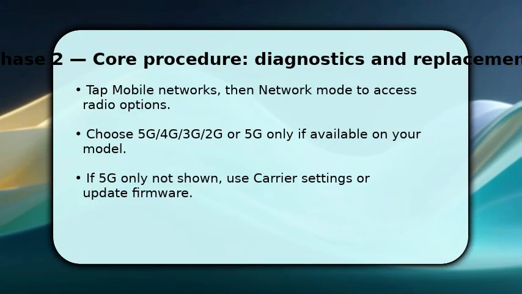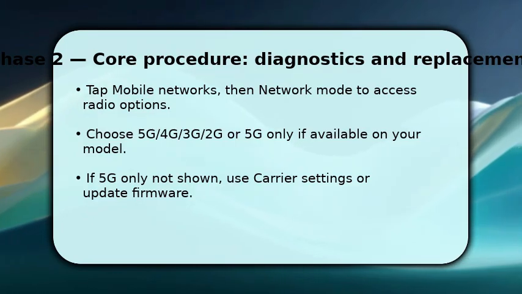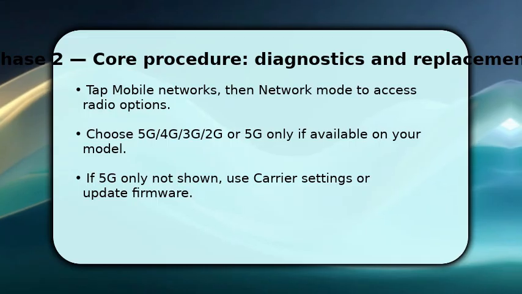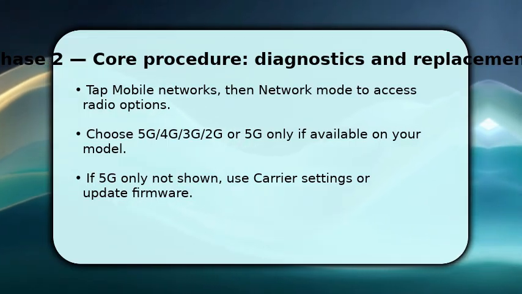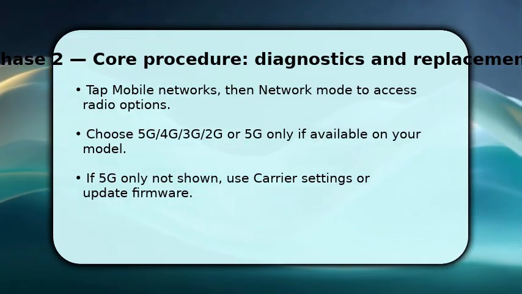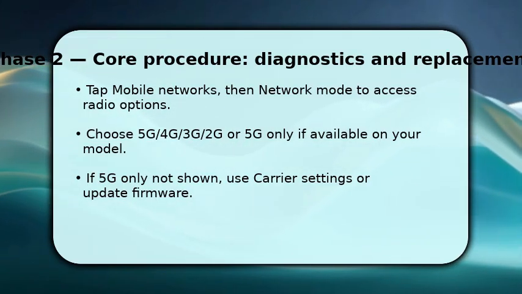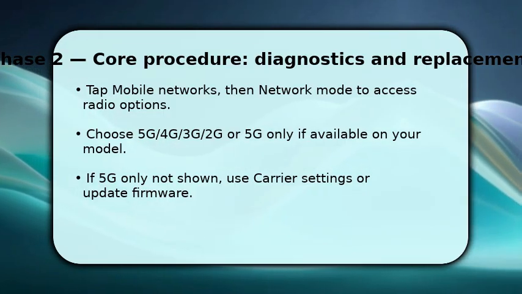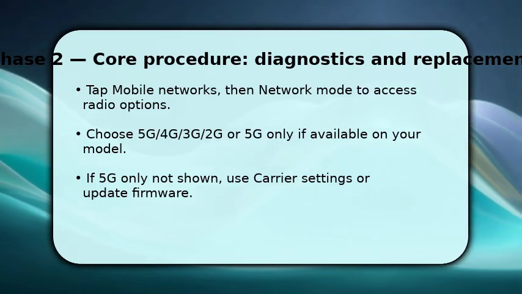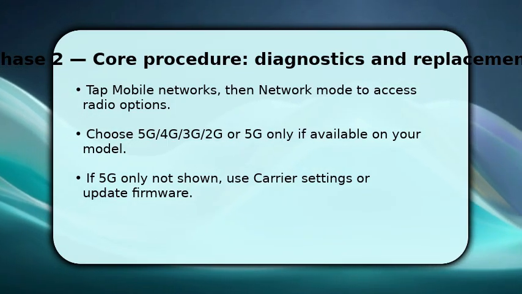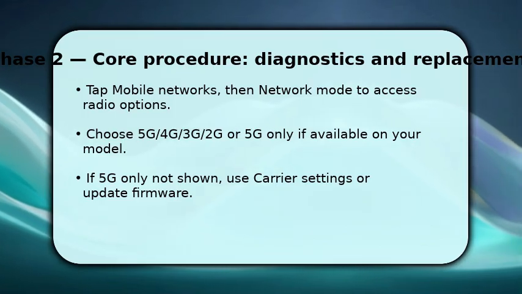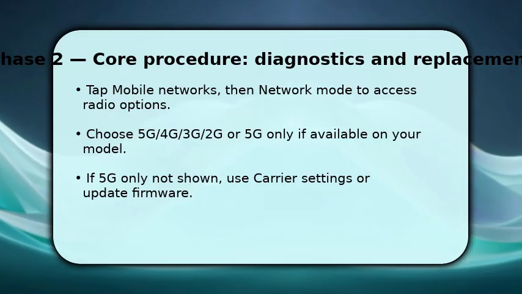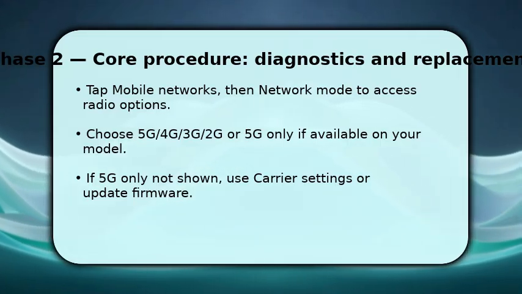You now go deeper. Tap Mobile Networks, then Network Mode to reveal available radio modes. Choose the 5G option. Many phones list 5G/4G/3G/2G by default, while some show a dedicated 5G only entry. Pick it if present. If the 5G only option is missing, make sure your carrier settings and system software are up to date, because manufacturers sometimes hide strict 5G choices until firmware or SIM profile updates arrive.